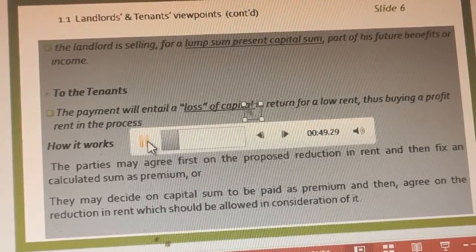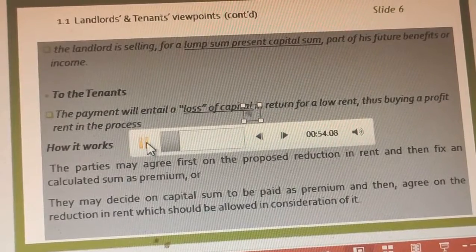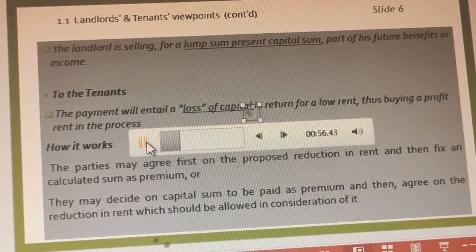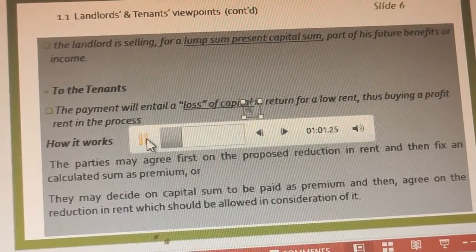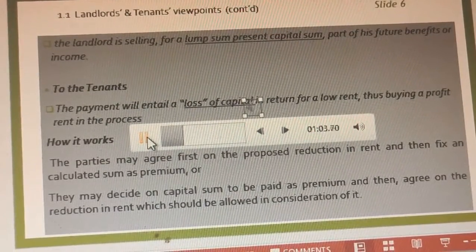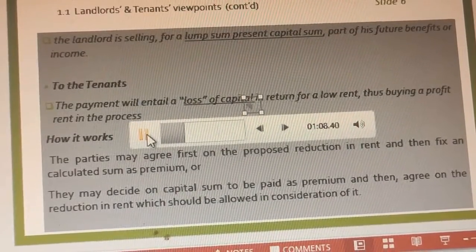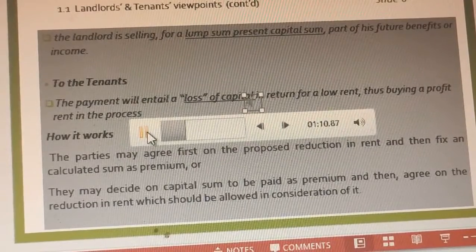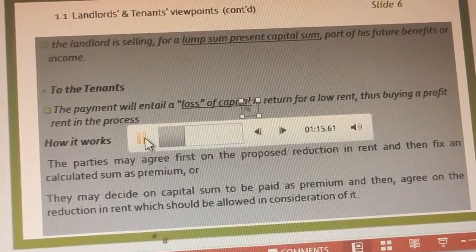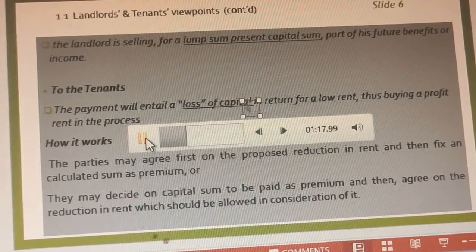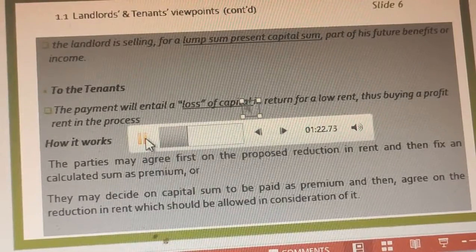To the tenant, it appears that he's losing a capital sum, because he's the one paying to the landlord, to the lessor. It appears as if he's losing a capital sum in return for a low rent which he's going to pay. Actually, he's not losing. He's paying the capital sum for the difference in the rent which he ought to have been paying. So he's not really losing. That's why I put the loss in quote and unquote, because he's buying a profit rent for himself in the process. So he's not losing.